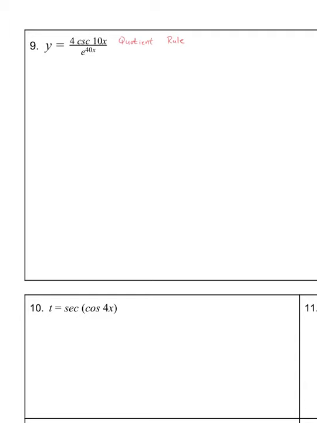Okay, number 9, there is nothing that we can do to simplify this. It's quotient rule all the way. So remember, you start with the low function. All right, so the low function as is is e to the 40x.